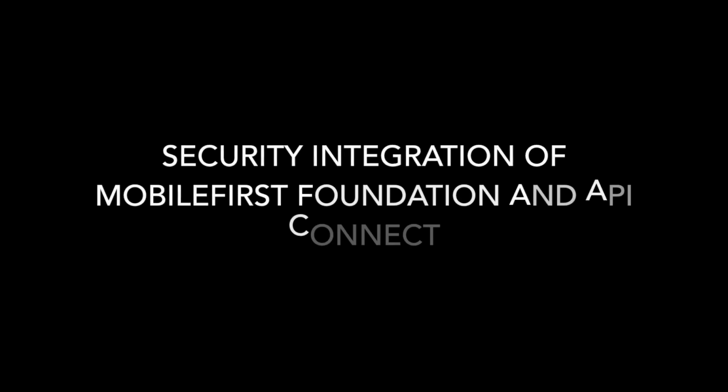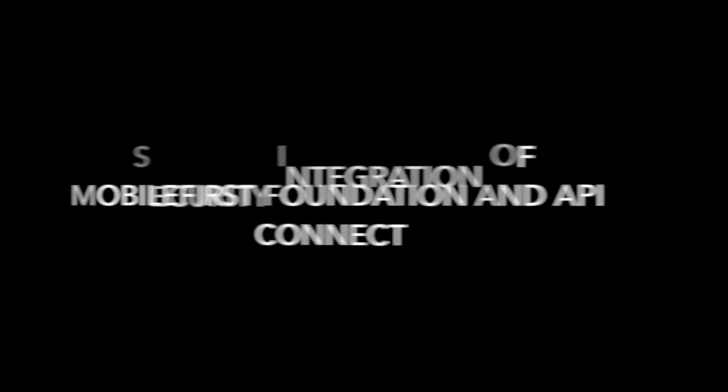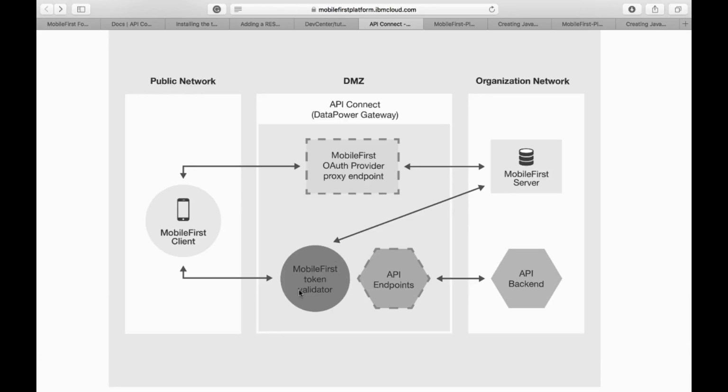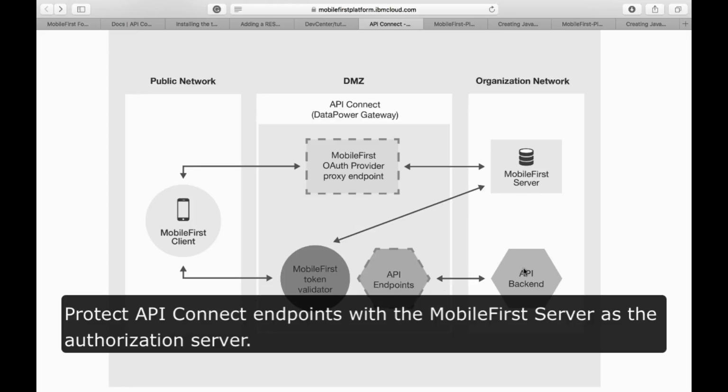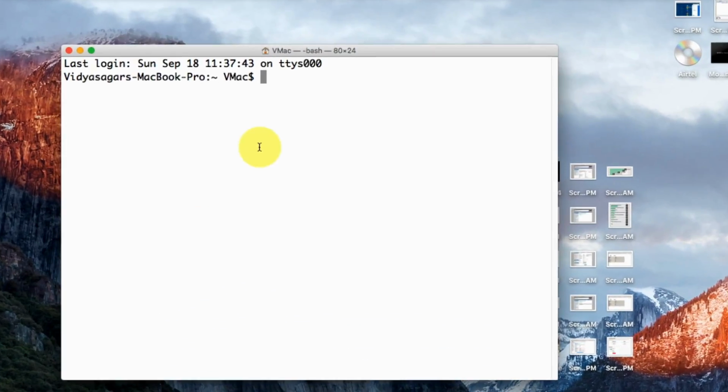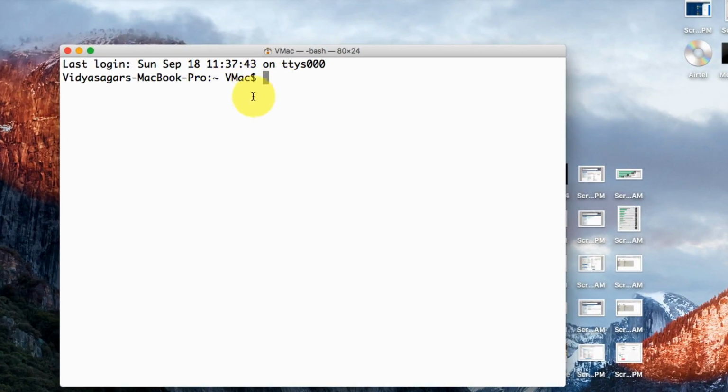Hi, in this video we will see how to integrate IBM MobileFirst Foundation's security capabilities with IBM API Connect by using the MobileFirst OAuth Provider API template, which allows us to proxy MobileFirst client non-resource requests and responses through DataPower to the MobileFirst server that is located behind the DMZ. It also protects API Connect endpoints with the MobileFirst server as the authorization server.